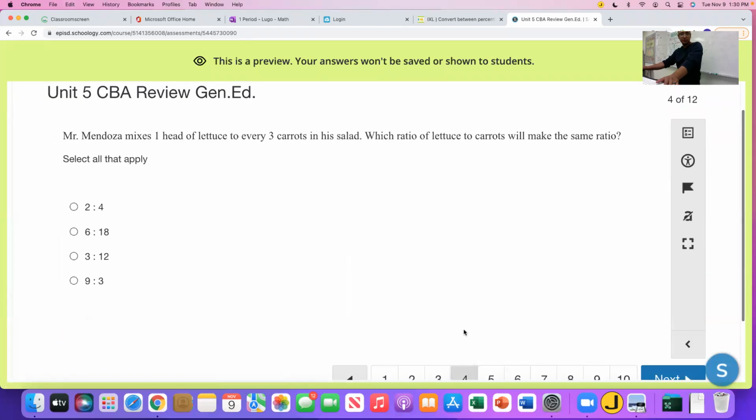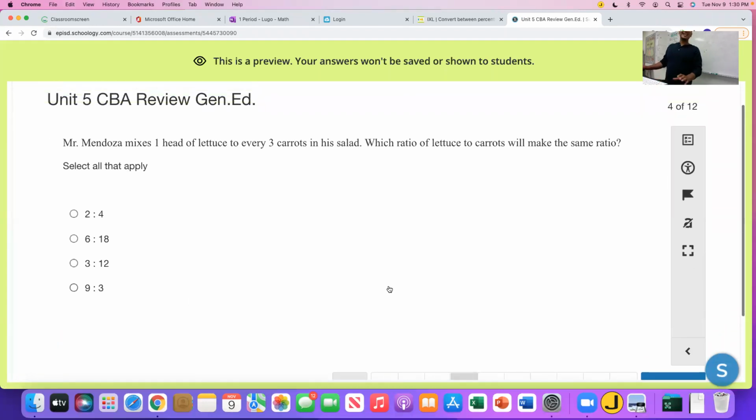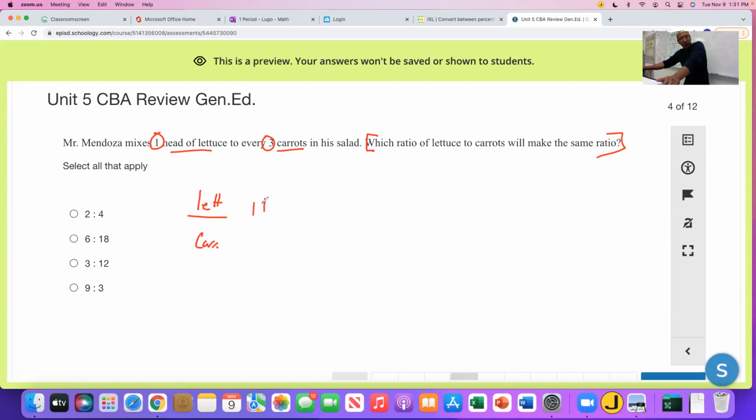Moving on to number 4. Again, read it and then try to do it on your own. Assuming that you've already tried on your own, this is what I see here, ladies and gentlemen. Mr. Mendoza is mixing 1 head of lettuce for every 3 carrots. We want to know which of these ratios is equivalent to that same ratio. Well, what are the 2 things that we're comparing here? We're comparing lettuce and carrots. And the ratio of lettuce to carrots is 1 to 3.